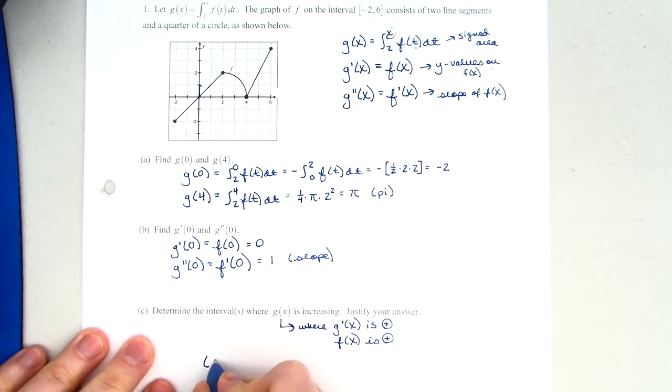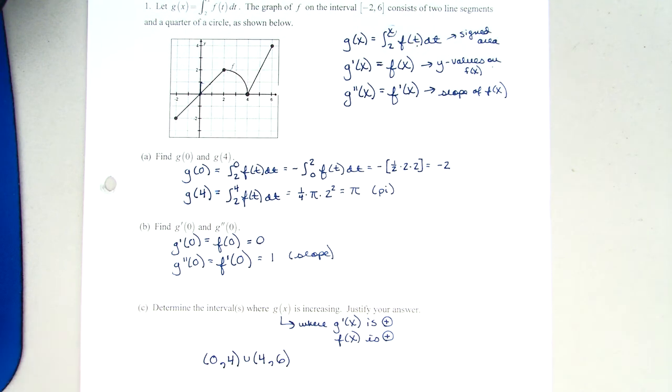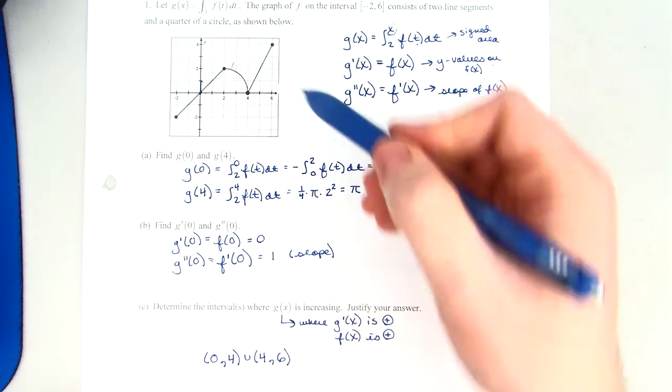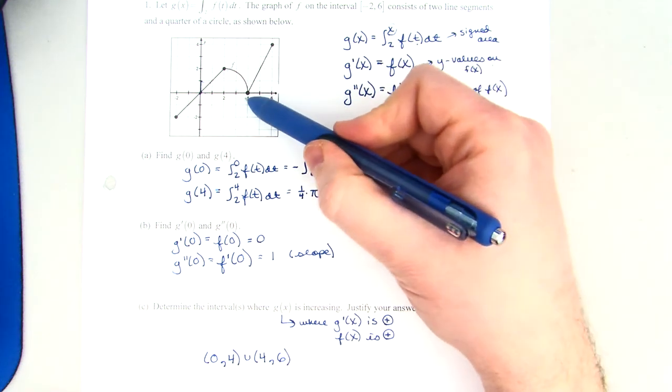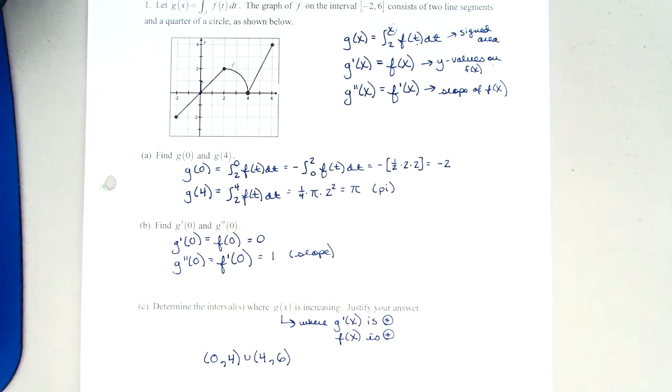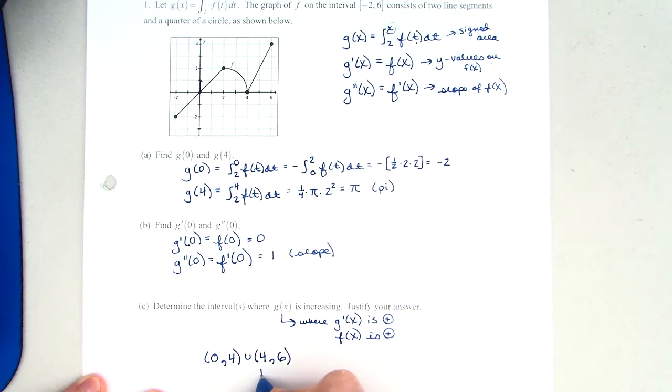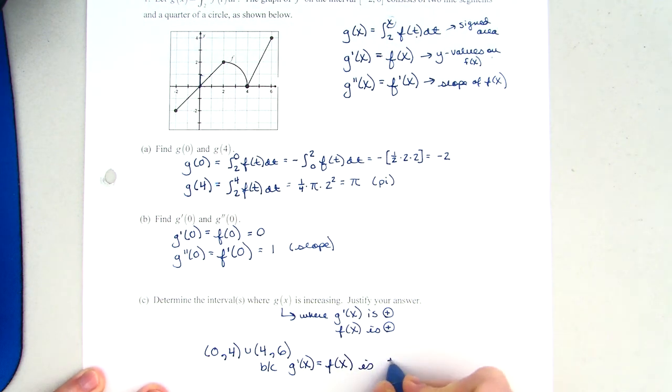I think I'm going to say between 0 and 4, and then between 4 and 6. I'm looking for places where f of x is positive. I'm not including 4 because at x equals 4, f of x, which is g prime of x, is 0, which isn't positive. What's my justification? Because g prime of x, which equals f of x, you got to make that connection in every single problem between the g's and the f's, it is positive over there. Next page.